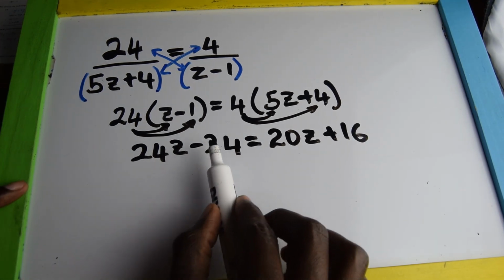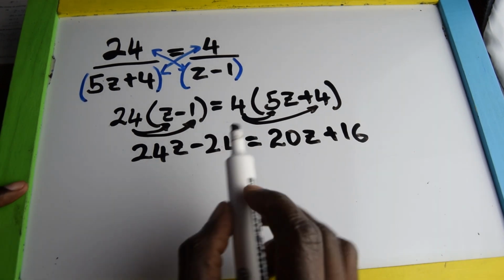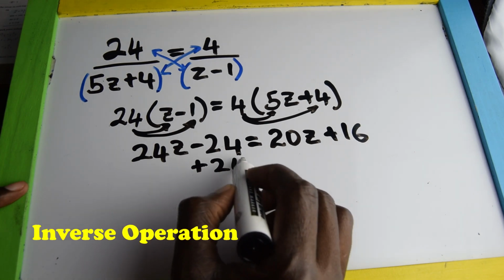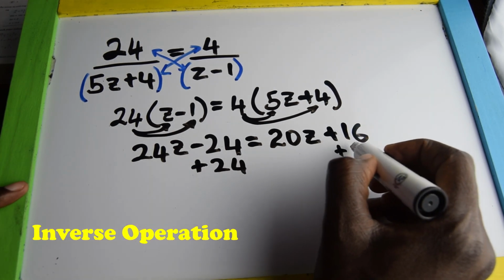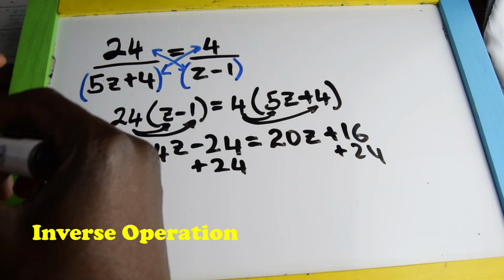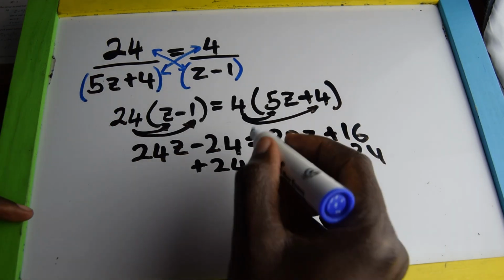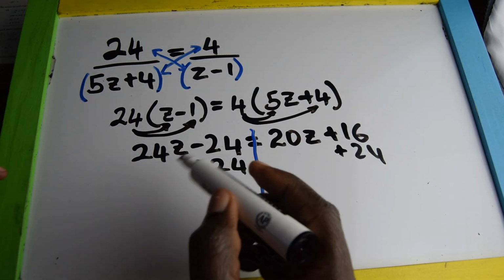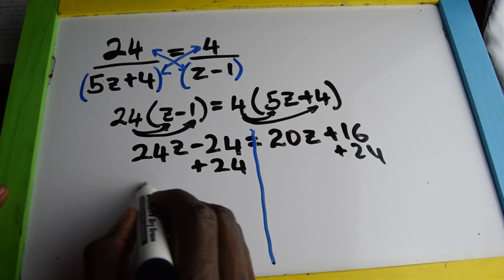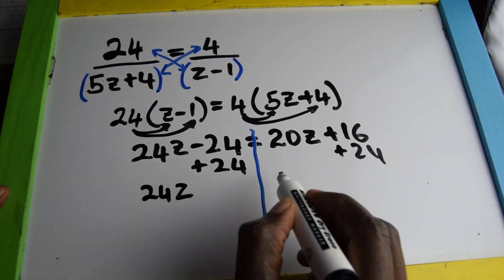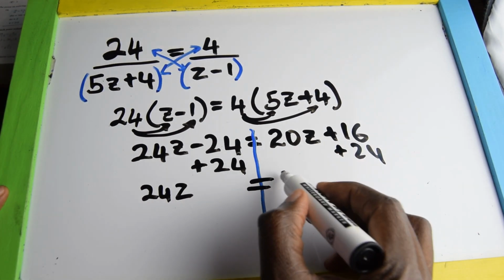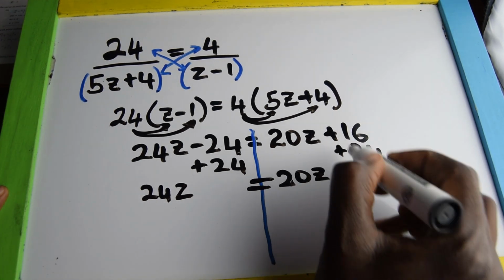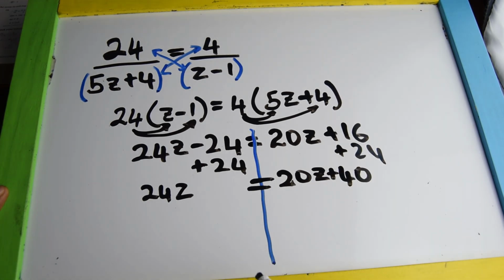What next? I'll take this to the other side. So I'll do the opposite operation of negative 24, which is positive 24. So add 24 there and add 24 here. Remember, this is like the river where we talked about the items on the left must balance the items on the right. So this cancels out. On this side I have 24z, and on this other side I have 20z, and 16 plus 24 is 40.